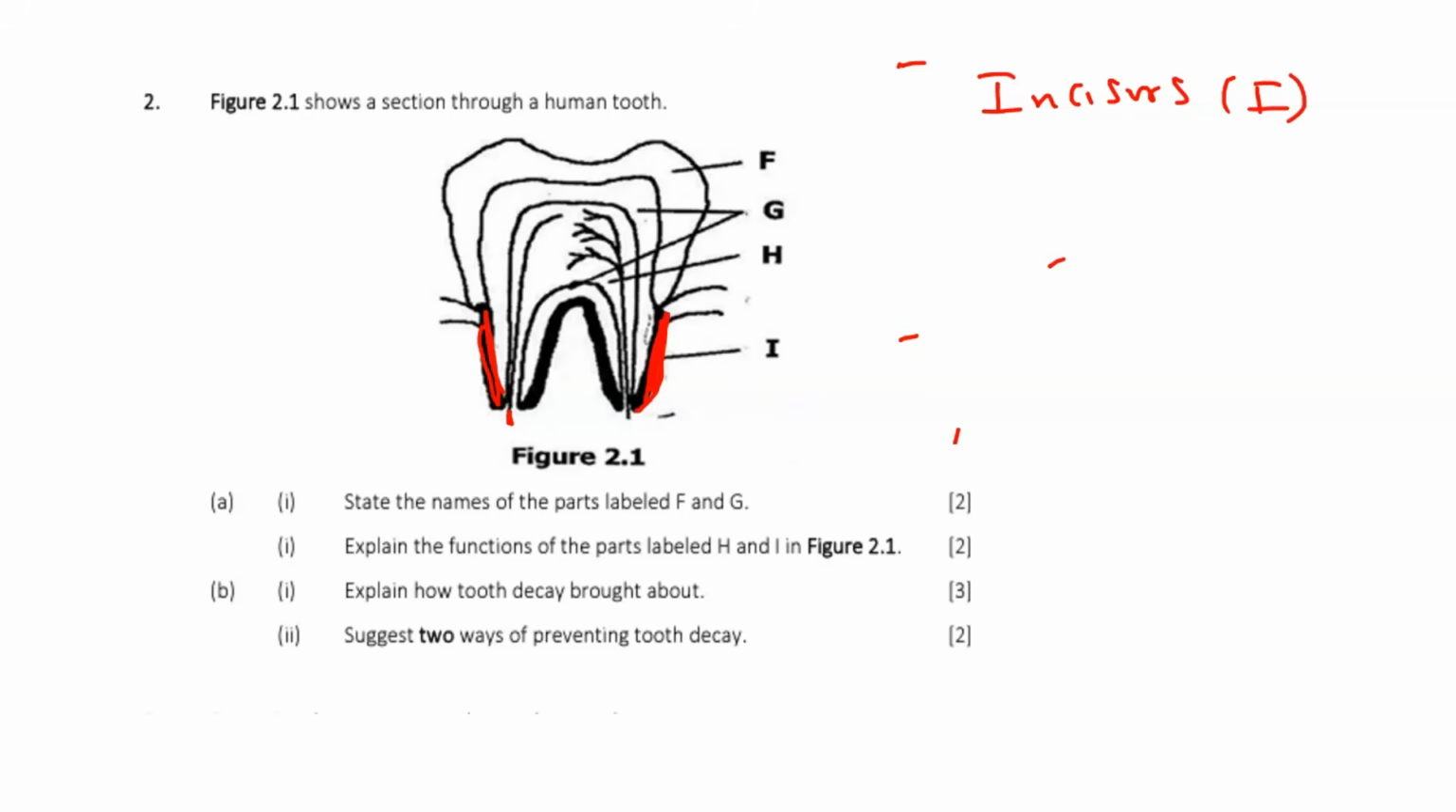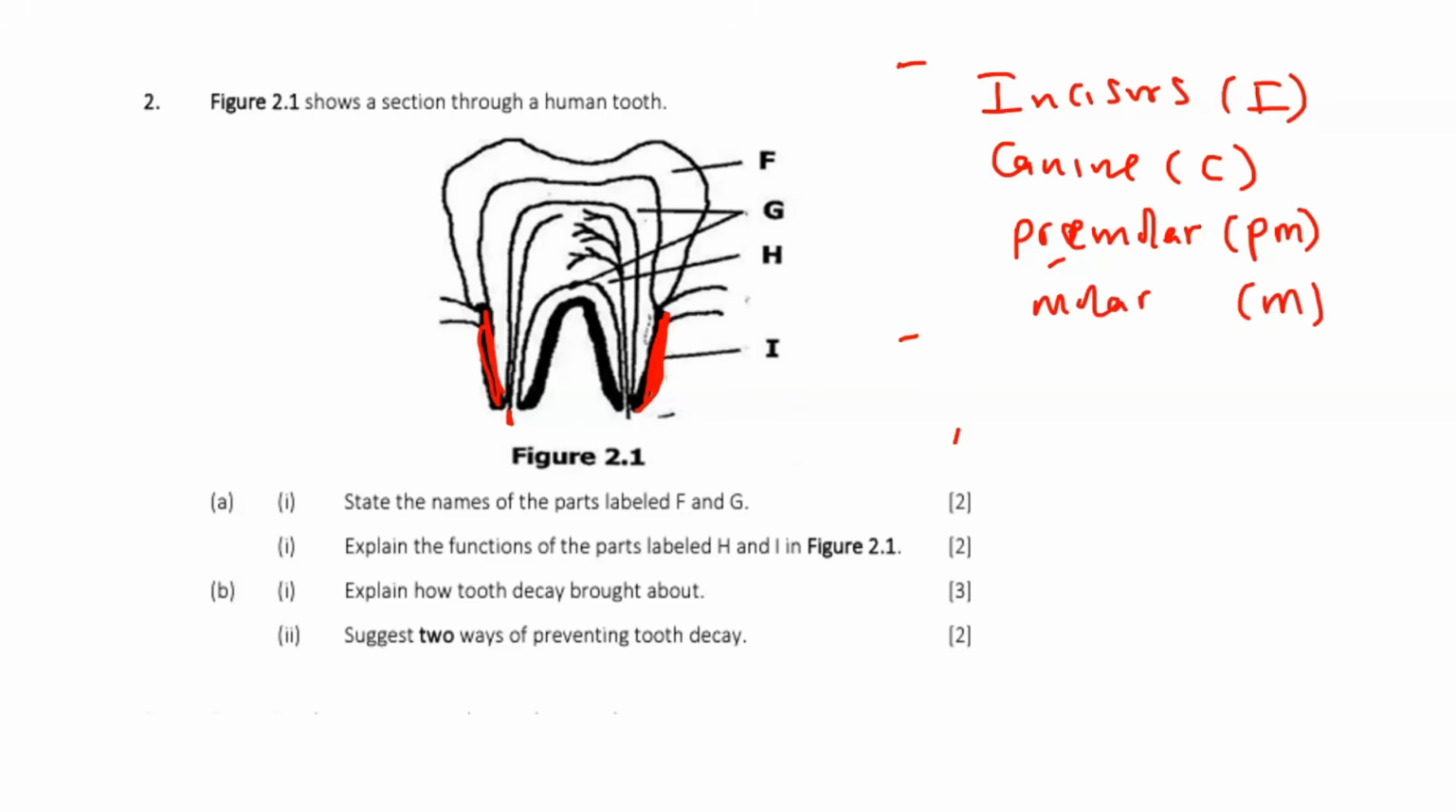Otherwise I. Then of course we have the canines, which is C, and of course we have the premolar. Pre means before molars, so PM. Then we have molars, so we have premolar and molar. So in terms of the arrangement, the incisors are in front of the mouth, then followed by the canine. Canines are these sharp ones as we are going to describe them. Then we have premolar and of course molars.